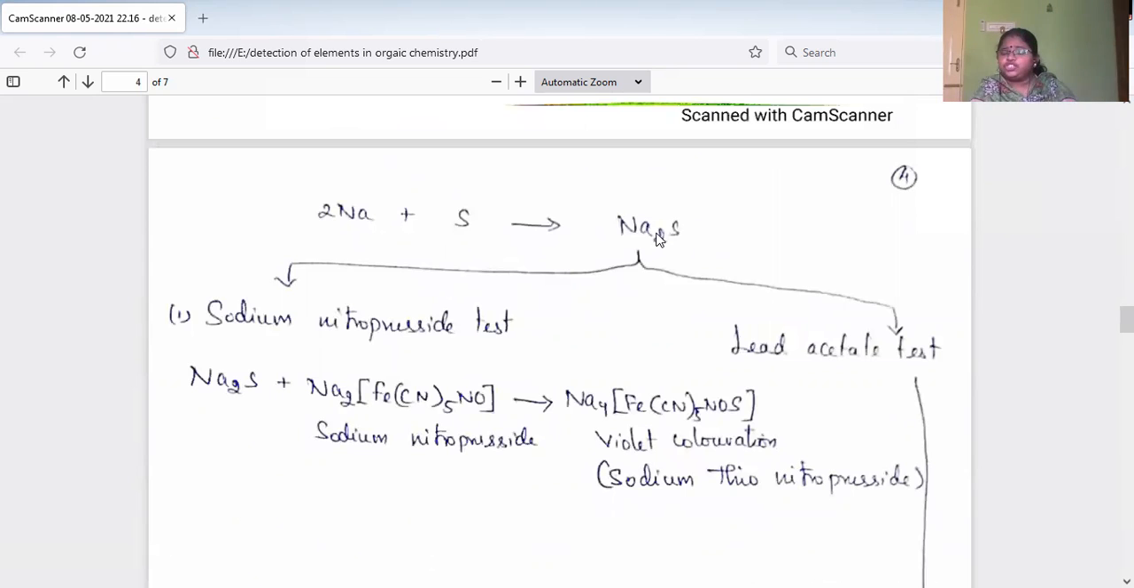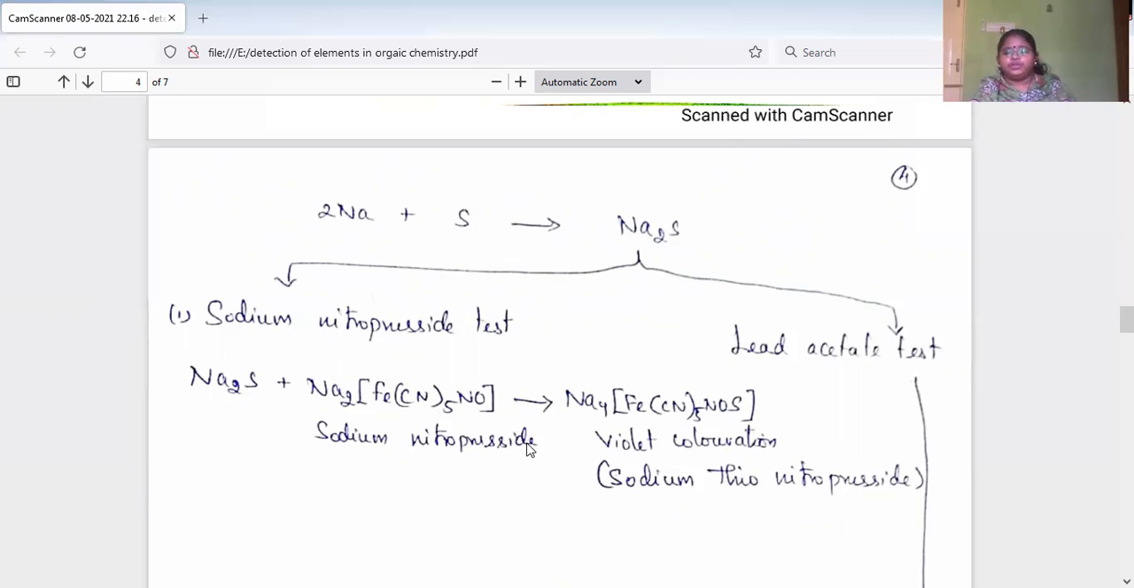Now that sodium sulfide, I mean the Lassaigne's extract, we have to take in two test tubes. If you get the sodium sulfide in one test tube, pour half into another test tube, so you are going to do two tests with part 1 and part 2. First, the sodium nitroprusside test. By adding sodium nitroprusside reagent to this sodium sulfide, you get a nice violet coloration. That violet color confirms it has sodium thionitroprusside.